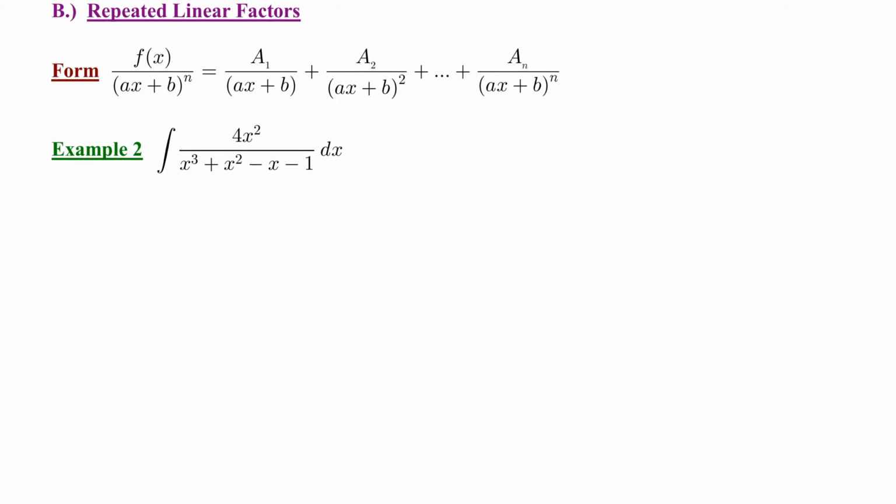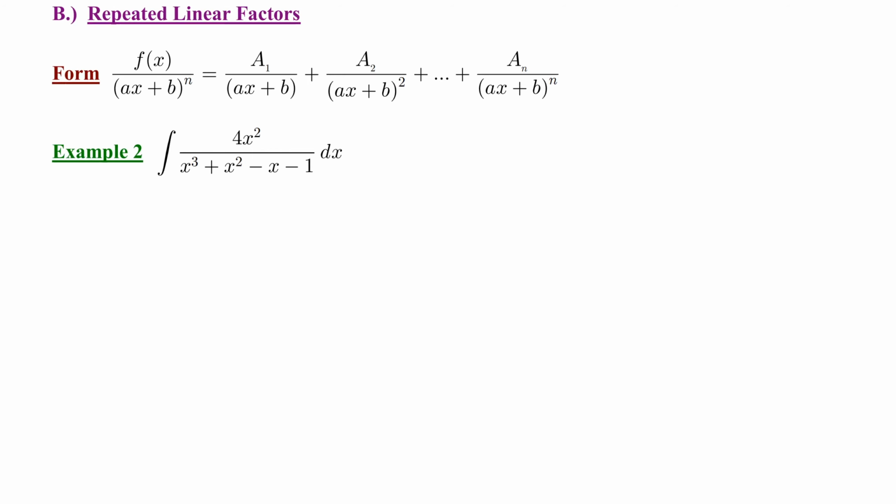Now, let's consider the second category when we're dealing with linear factors. What happens when one of those linear factors is repeated? So in the model, again, we're not really that interested in the numerator. It can be some sort of function of x. It may even be constant. But what we're recognizing is that we do have a linear factor in the denominator, but it repeats n times. That is, I am raising it to a specific power.